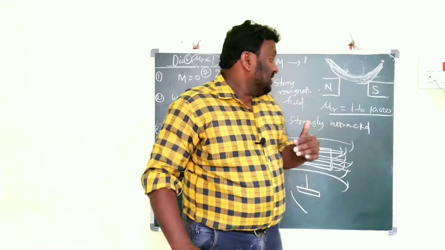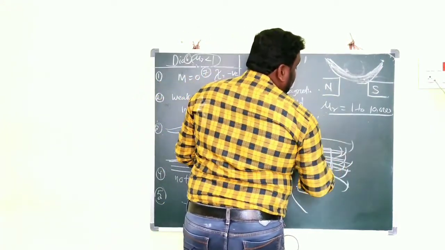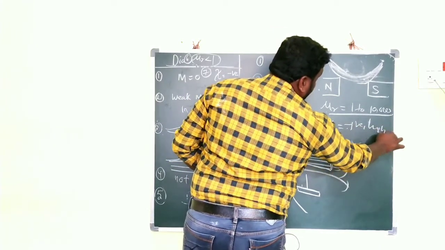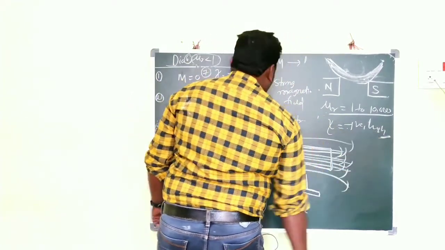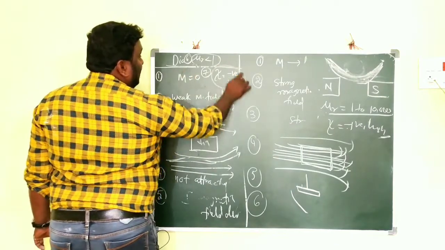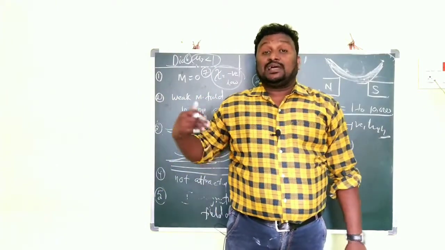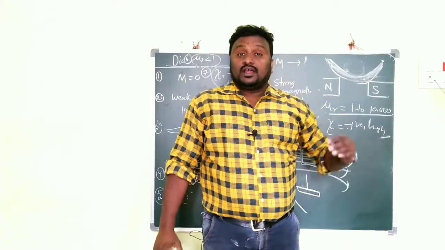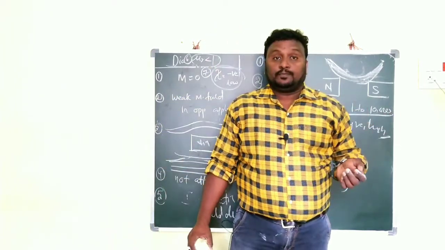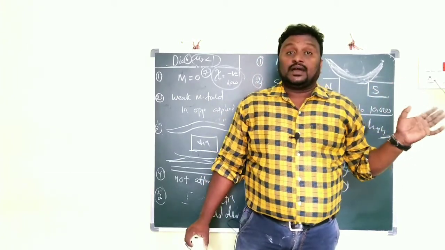And the next thing, children, susceptibility. For ferromagnetic substances, susceptibility is positive and high. In the case of diamagnetic material, susceptibility is low and negative. For paramagnetic, it is low and positive. And for ferro, it is positive and very high. Clear? So children, this is the comparison between dia, para, and ferro.